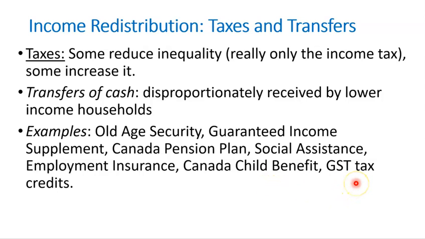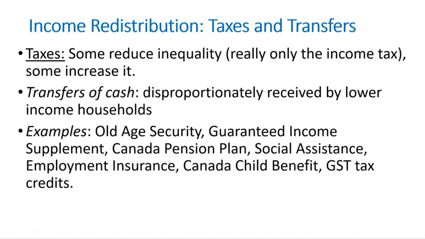And as well, some of you may be receiving GST tax credits. So the GST is the federal part of the harmonized sales tax. It stands for Goods and Services Tax. And so people with relatively low incomes get a payment every 3 months. So these transfers of cash are received disproportionately by lower income households. So they're going to be quite important in reducing inequality.